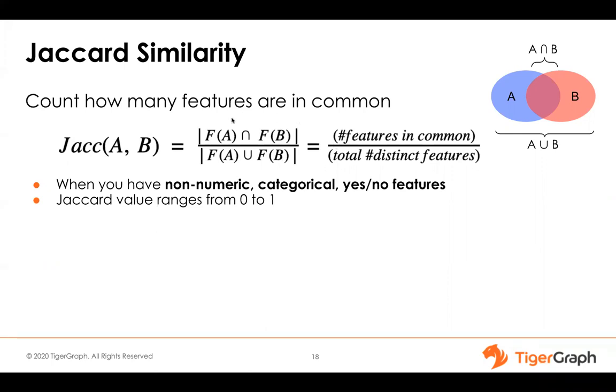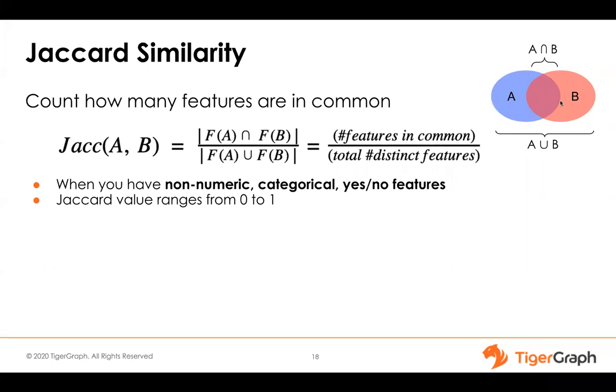And so translated into more normal English, you're counting the number of features that A and B have in common. How many features do they have in common, divided by the total number of distinct features in either A or B. Visually, you can think of it this way.